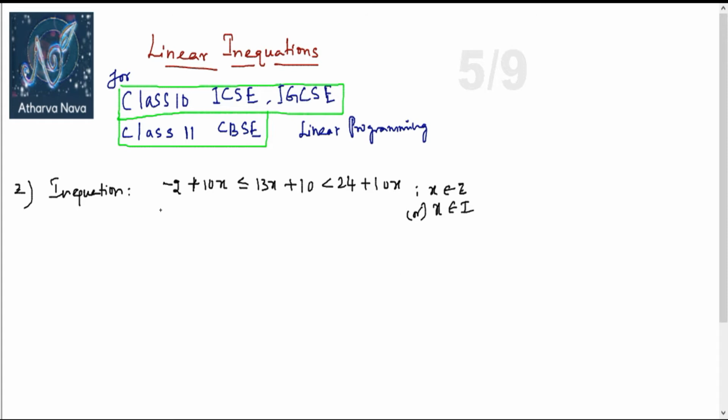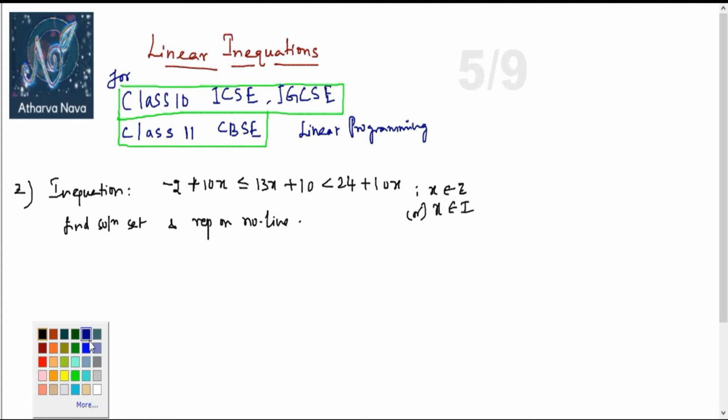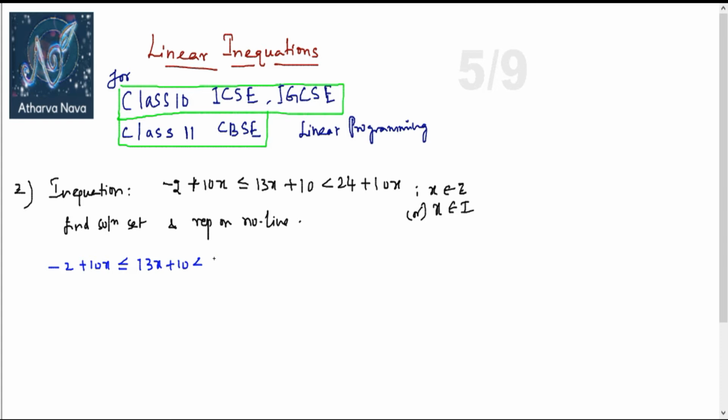And then we have to solve for the solution set. Find solution set and represent on number line. All these things we have to do. Let's start. When you're solving, as I told before, you have to take this entire inequation and make it into two parts, which I am going to do now. Okay, we split it into two parts.